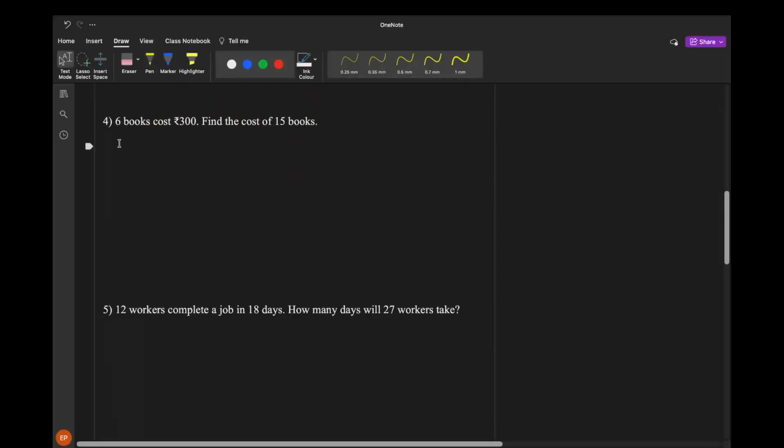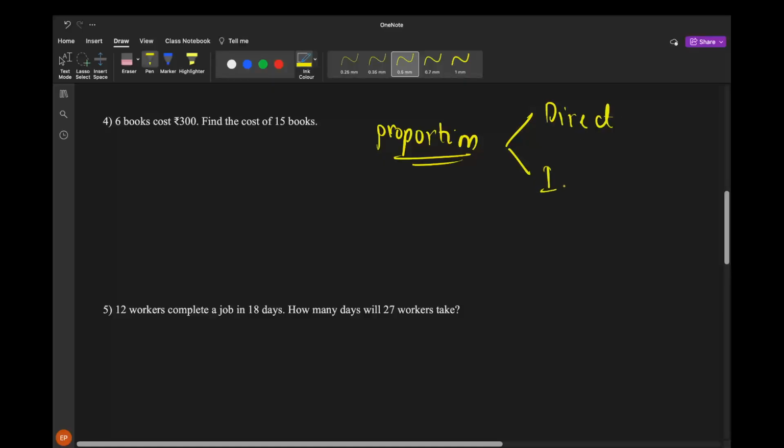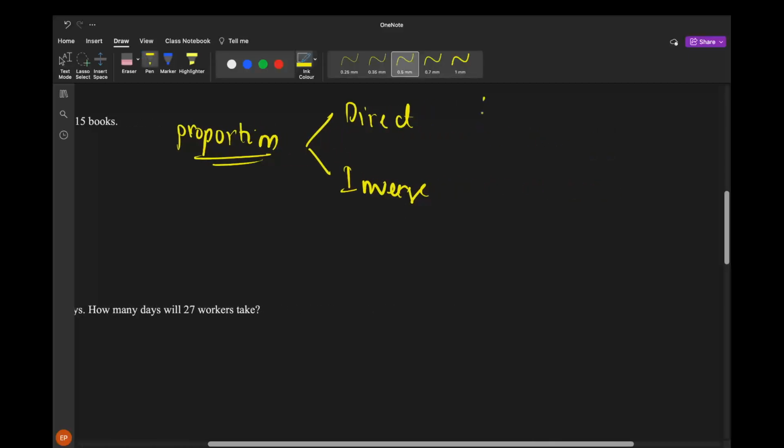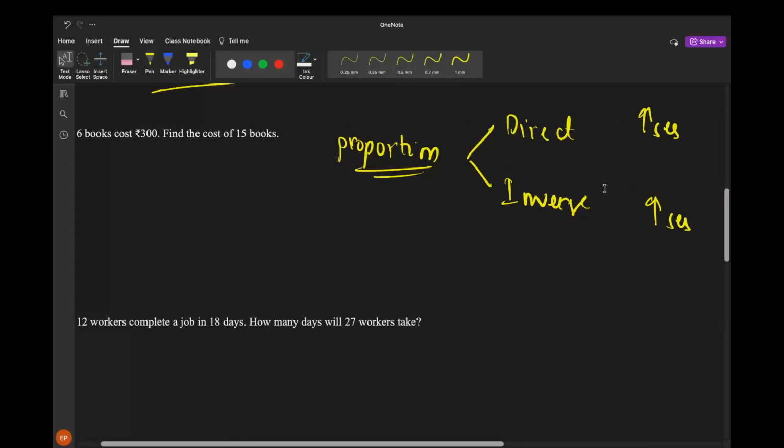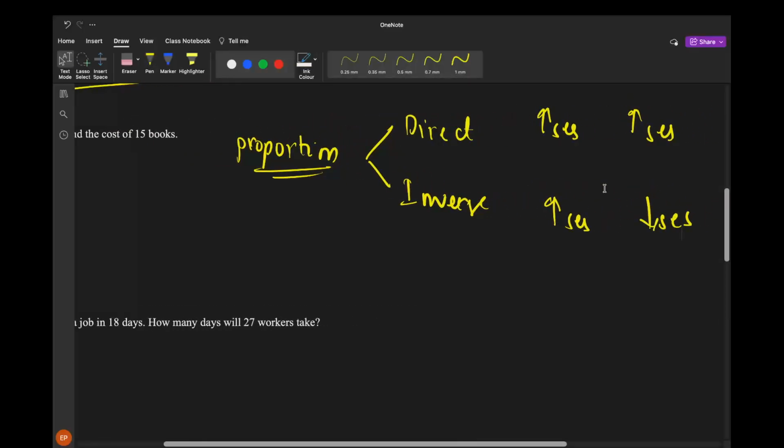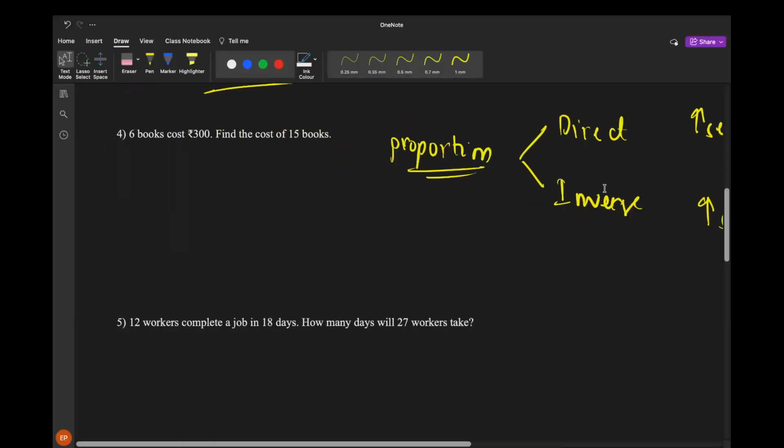Here the word problem. 6 books cost 300. Find the cost of 15 books. For proportions, first what we have to do, there are two proportions, right? One is direct, one is inverse. For direct, if one quantity increases, the other quantity also increases. For inverse, if one increases, the other quantity decreases. Please do remember this. Direct means increase. Inverse means if one increases, the other decreases. If one decreases, the other increases, like that.